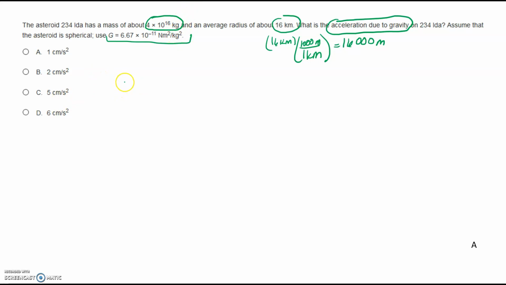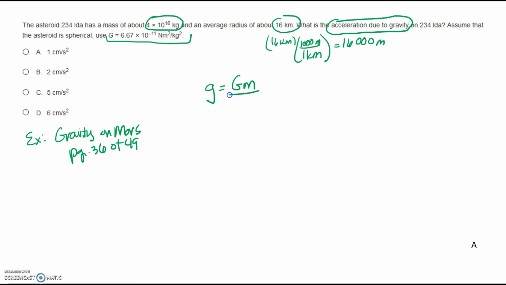So the example I'm using in the lesson is gravity on Mars, and that's on page 36 of 49. And they have this great formula, which is that gravity is equal to GM over r squared. And it's derived from the original F is equal to G m1 m2 over r squared. And if you want to see the derivation from here to here, you can look here. But this is one of the formulas I would put on a note card or something to that effect.